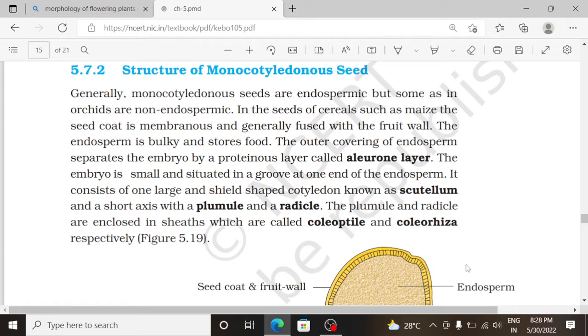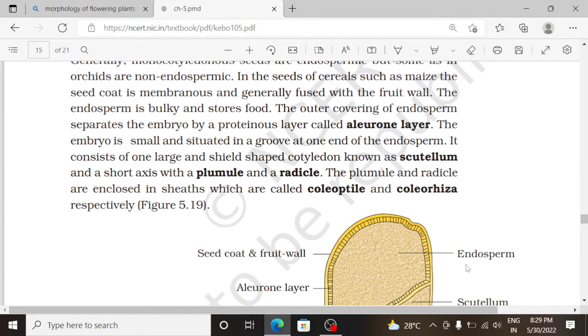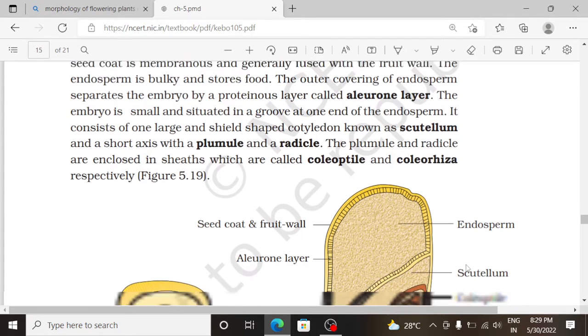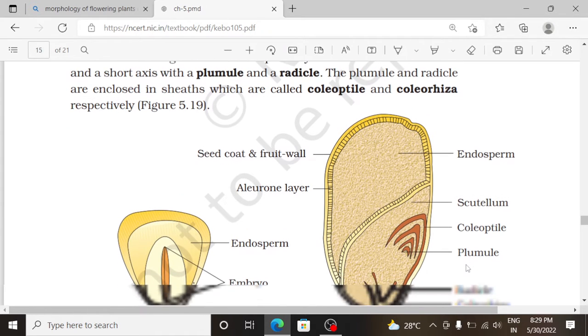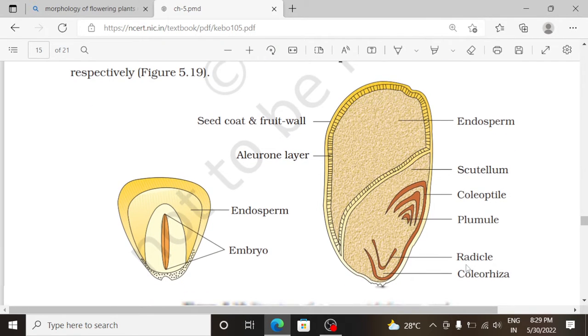In the seeds of cereals such as maize, the seed coat is membranous and generally fused with the fruit wall. The endosperm is bulky and stores food. The outer covering of the endosperm separates the embryo by a proteinous layer called the aleurone layer. The embryo is small and situated in a groove at one end of the endosperm. It consists of one large, shield-shaped cotyledon known as the scutellum and a short axis with a plumule and a radicle. The plumule and radicle are enclosed in sheaths called coleoptile and coleorhiza respectively.